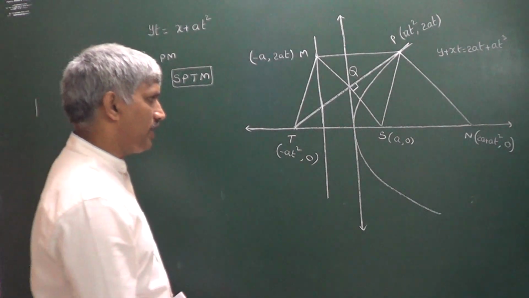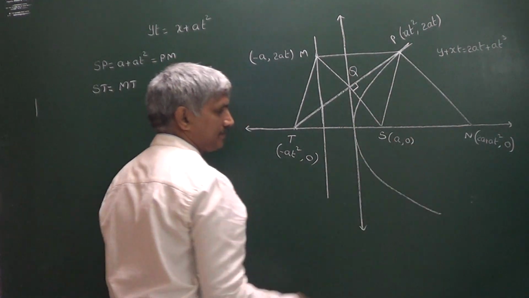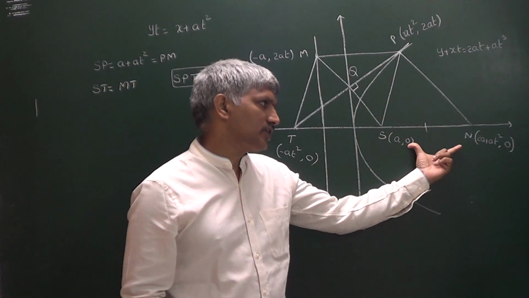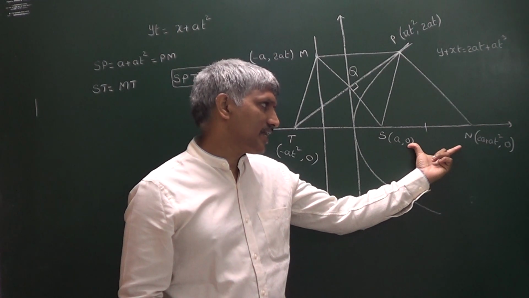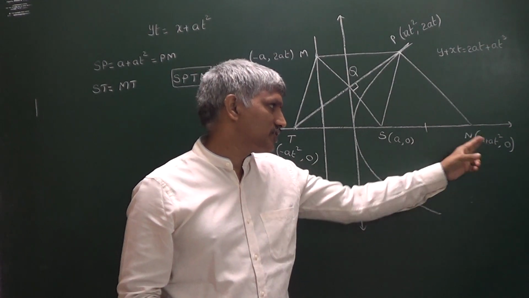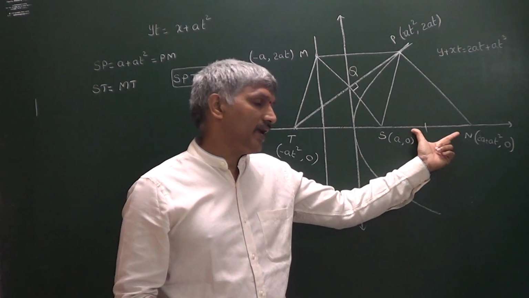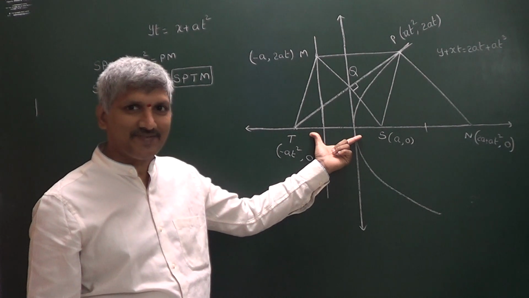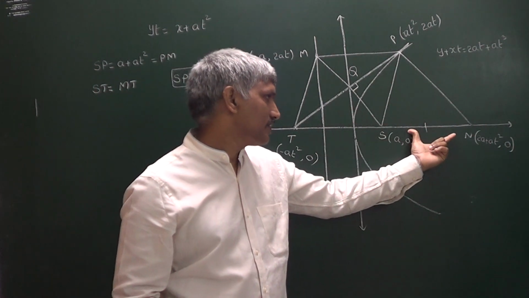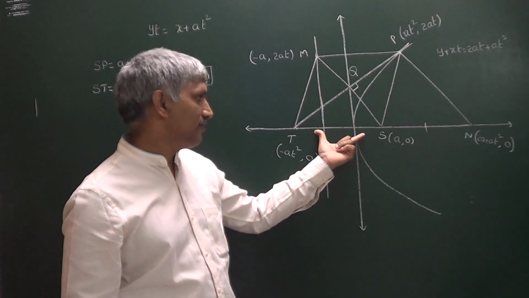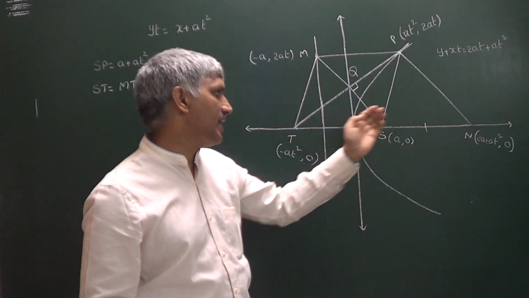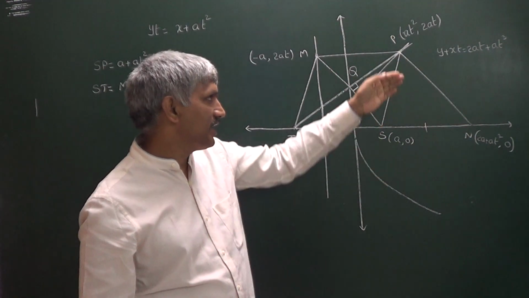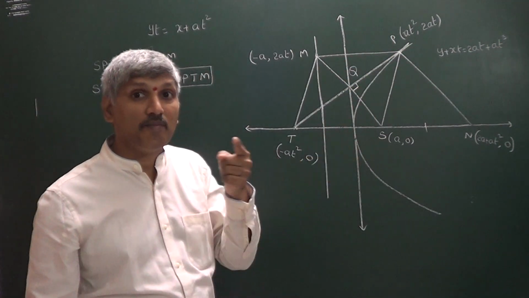If you observe carefully, the length SN is nothing but a plus at². The distance between these two points is a plus at², and ST is also a plus at². SN and ST are equal. If you observe the triangle PTN, for the triangle PTN, SP is nothing but the median.